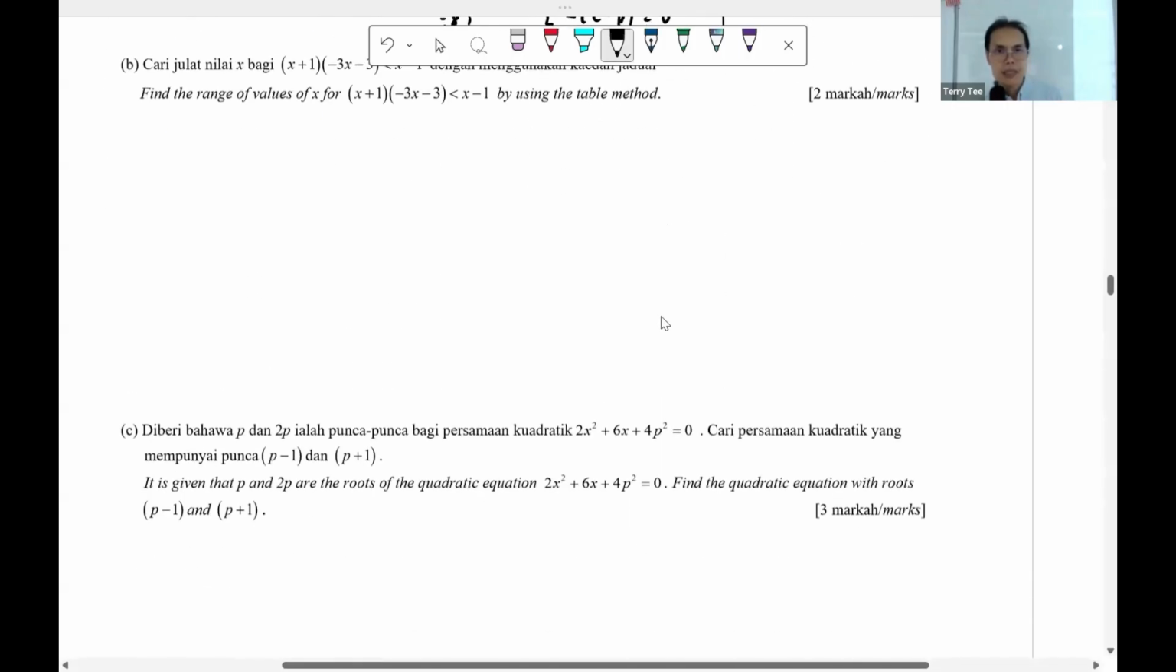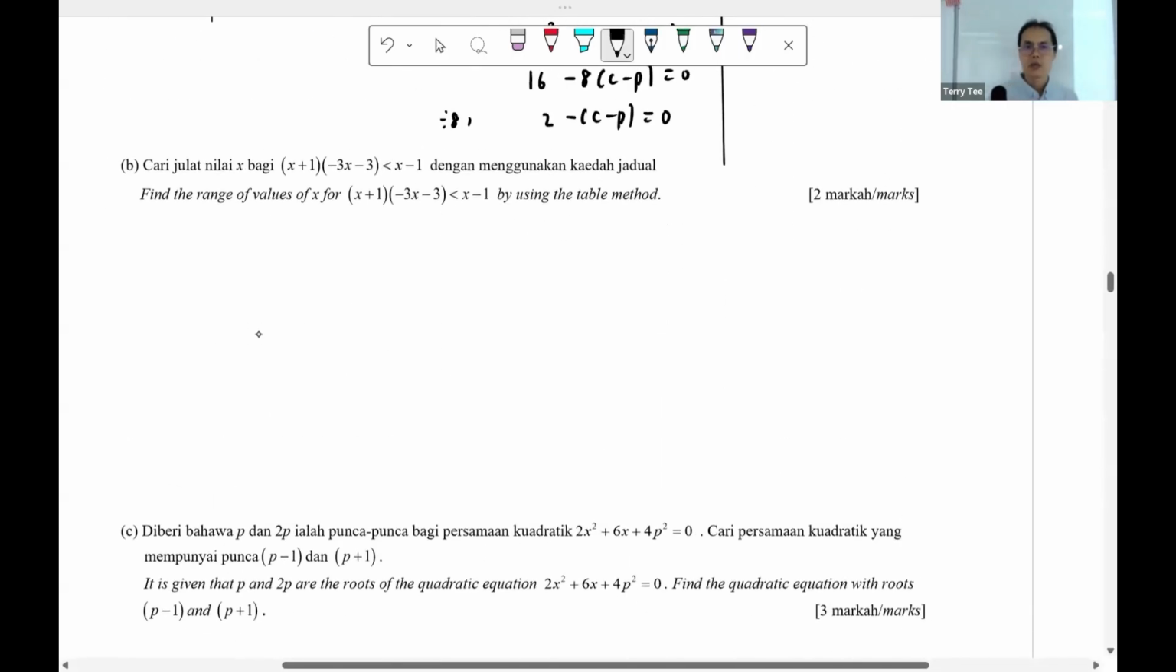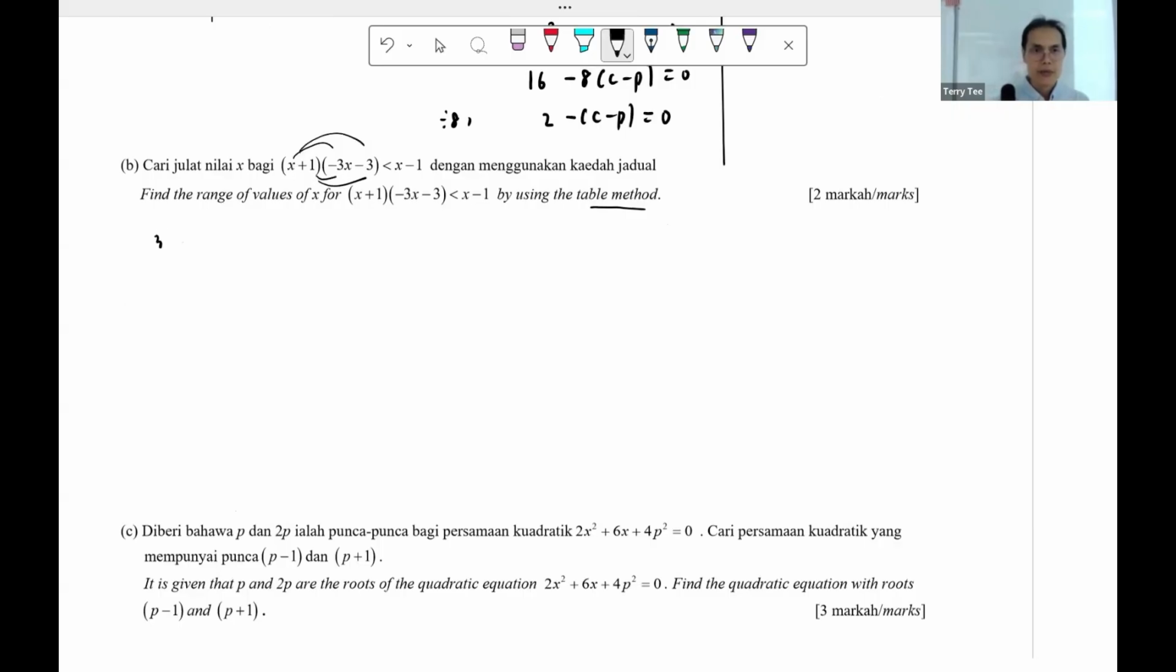Okay, 7 part B. So this one is the quadratic inequality. But here they specifically mention using the table method. Do you still remember how to use the table method? Right. Number one, we go to expand the bracket. 1, 2, 3, 4. Let me expand slowly. 3x squared, there's a negative here. Then minus 3x, minus another 3x, minus 3, less than x minus 1. So you have minus 3x squared minus 6x minus 3 less than x minus 1.